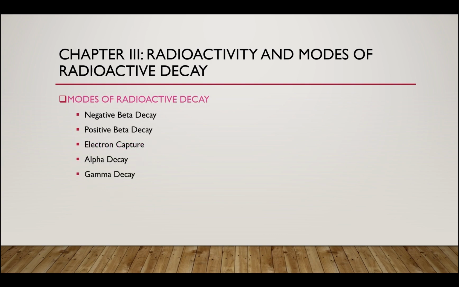So the radionuclide which decays to attain stability is called the parent nuclide, as I have mentioned in the previous chapter. And the daughter nuclide is the stable form obtained. But take note that in some situations, the daughter nuclide can also be unstable. Okay, now, this unstable daughter nuclide will tend to lose energy by different decay mechanisms. So these are the following modes of radioactive decay. So we have the negative beta decay, positive beta decay, the electron capture, the alpha decay, and the gamma decay.